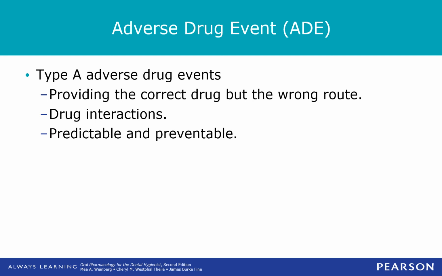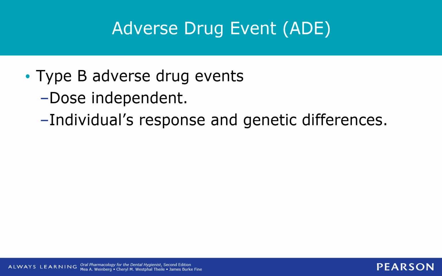Type A adverse drug events also include providing the correct drug but the wrong route, and providing interactions. These are predictable and preventable. Type B adverse drug events are dose dependent, and involve individual response and genetic differences.